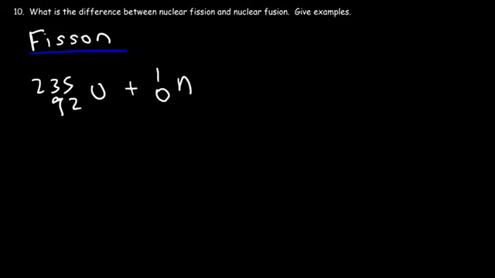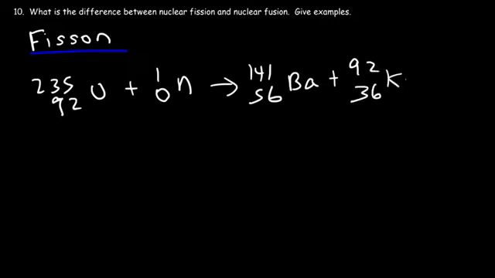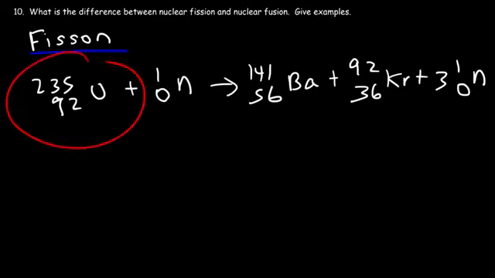So if we shoot a neutron at uranium, it's going to break up into smaller elements. So we have a large element fragmented into smaller pieces. And it creates 3 other neutrons in the process. So that's fission, taking a large heavy element and breaking it up into 2 smaller elements, also known as daughter nuclides.